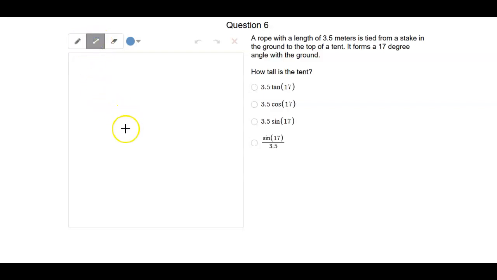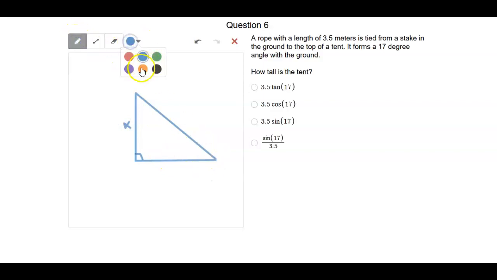So I always think it's best to draw a picture. When you think about a rope tied to the top of the tent from the ground, it's going to be the hypotenuse of that triangle. And we want to know how tall the tent is, which means that we are looking for the altitude, which means that we need to find the distance perpendicular to the ground. So this is the value that we need to figure out right here.